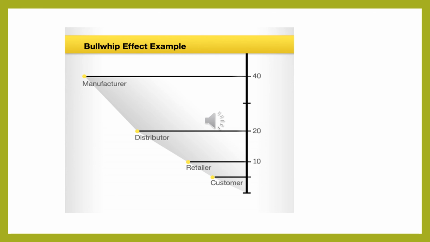Now, I would like to cite a very simple example about the bullwhip effect. The actual demand for a product and its material starts at the customer. Let's say that an actual demand from a customer is 8 units. The retailer may then order 10 units from the distributor. So there is an extra 2 units to ensure they don't run out of floor stock.